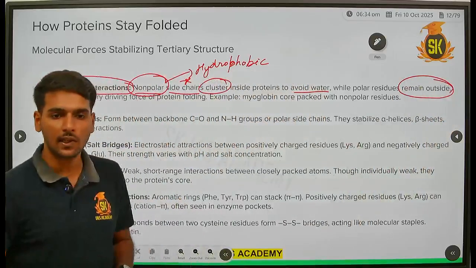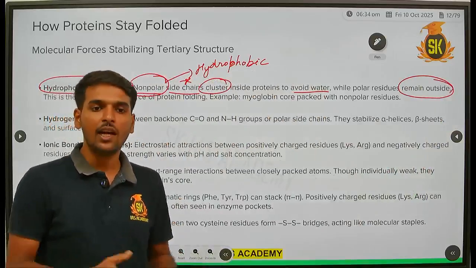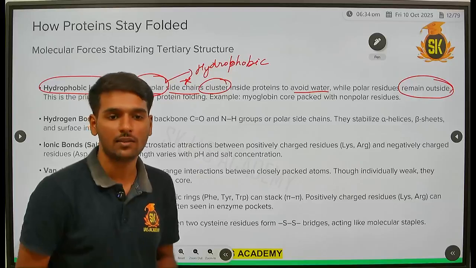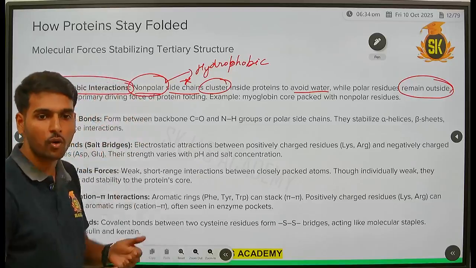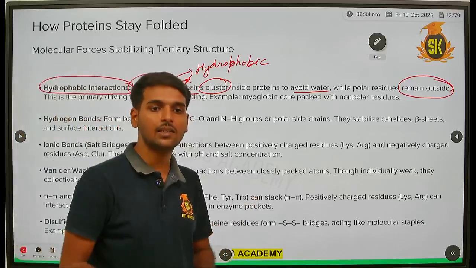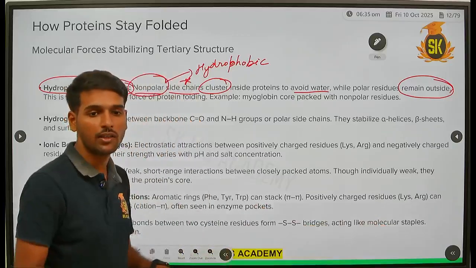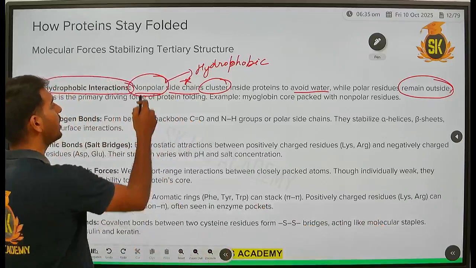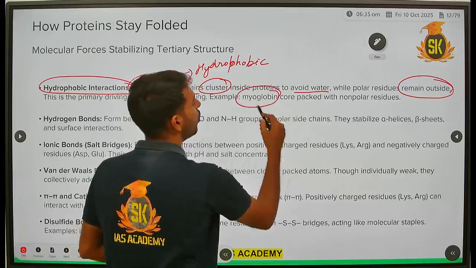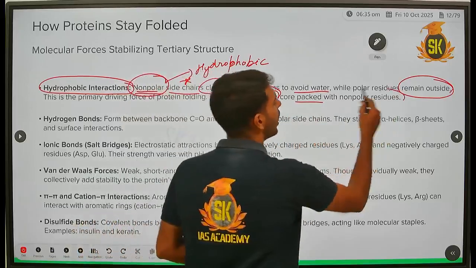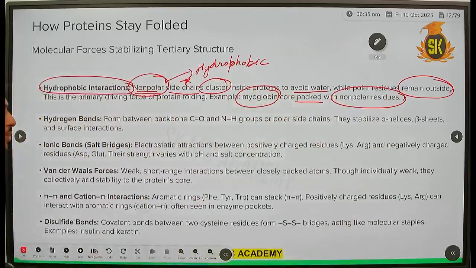What happens as a result, sir? The hydrophobic end which is coming inside, it will cause a folding to occur. So this is what is your hydrophobic interaction. Non-polar groups come inside the cluster and the polar groups go outside the cluster, in order to avoid water. That is, I am talking regarding the non-polar groups. What is the example, sir? Myoglobin core packed within non-polar residues. So this is one of the example.